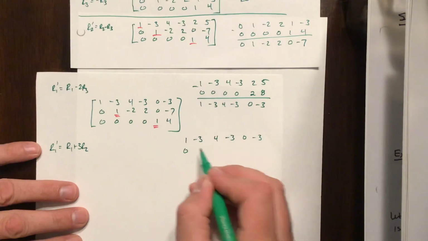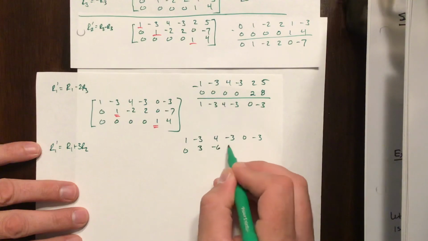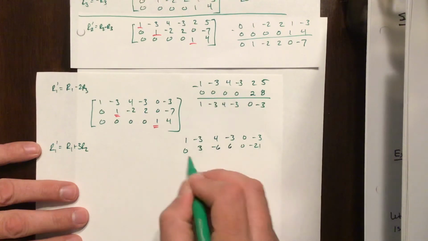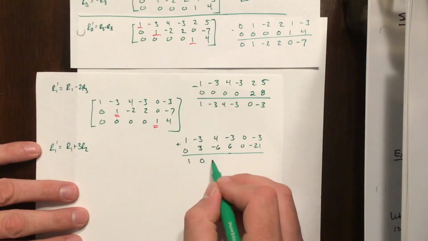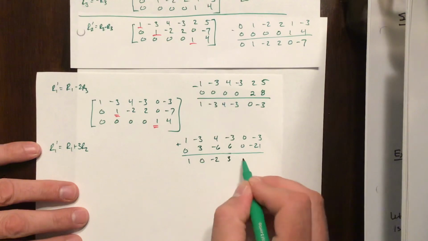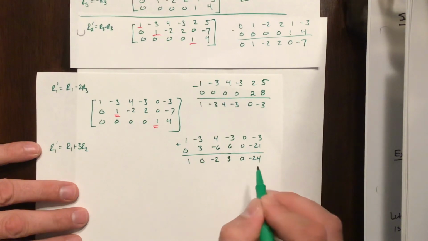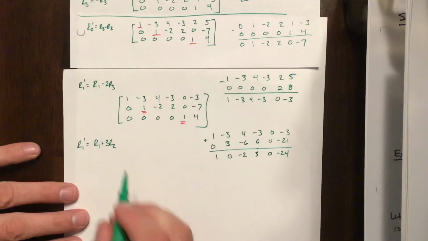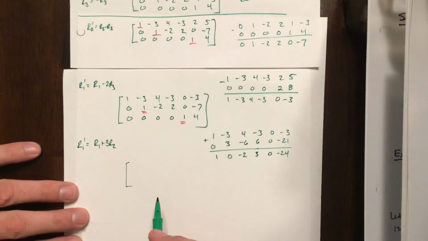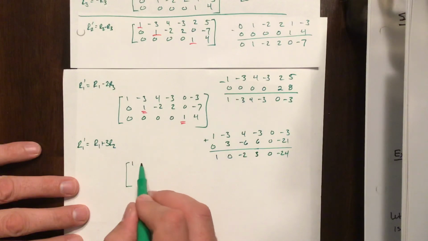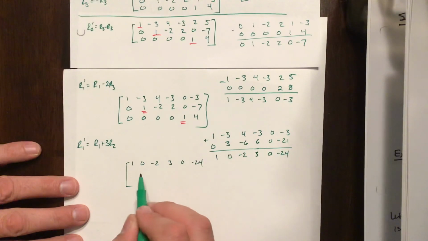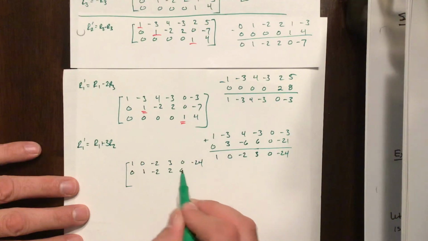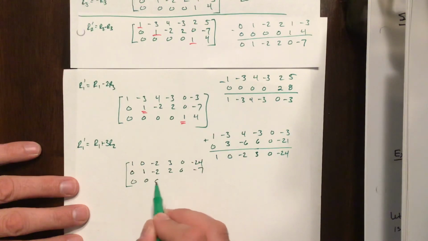Was it 3 times row 2? So it's 0, 3, negative 6, 6, 0, and negative 21. I'm adding, so that's 1, 0, negative 2, 3, 0, negative 24. So my new row 1 is 1, 0, negative 2, 3, 0, negative 24. Row 2 didn't change. Row 3 didn't change.